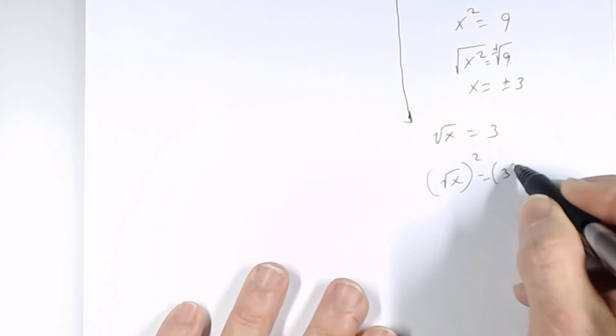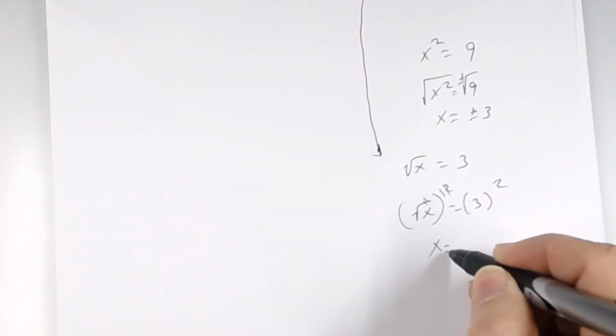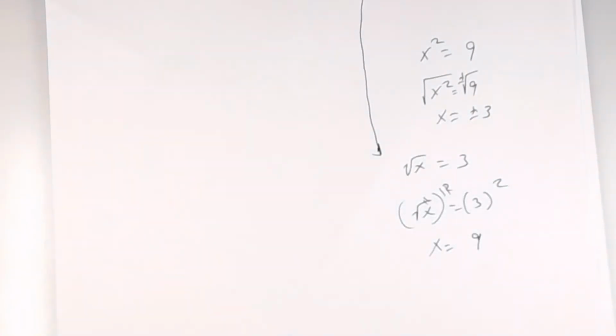Just like this. So you've got to make the connection with things you've already done, the processes you've been through. And so the square and the square root, just like we did previously, undo each other, inverse operations. And so I get x to be what? 9.